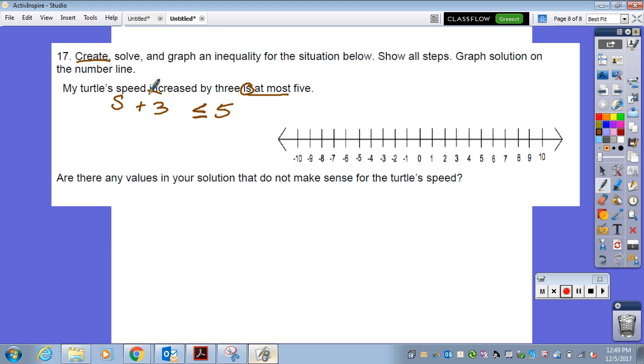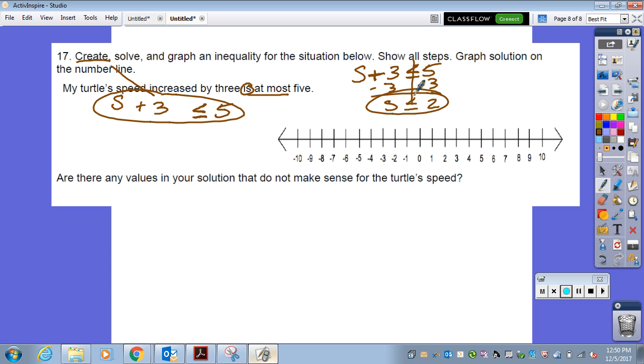Write an inequality. Create. That's step 1. Solve. S plus 3 is less than or equal to 5. The sum of my turtle speed and 3 is at most 5. Split it. Minus 3, minus 3. You get S is less than or equal to 2. The symbol does not flip. So I graph this. So I solved it.